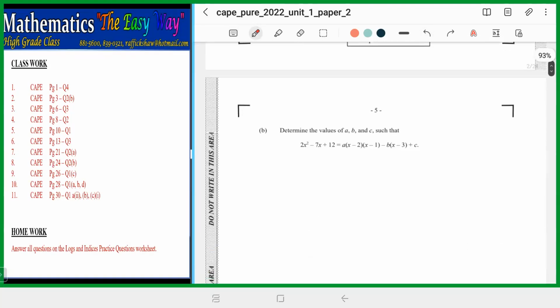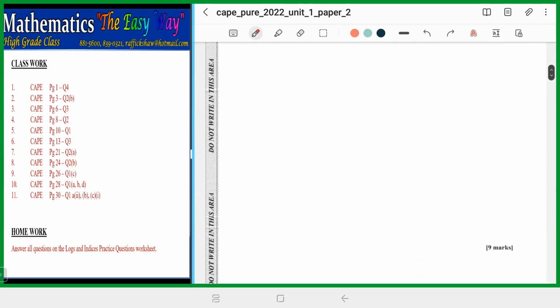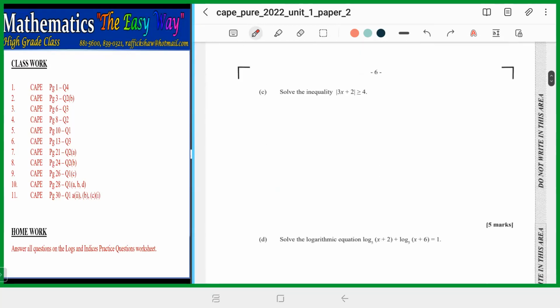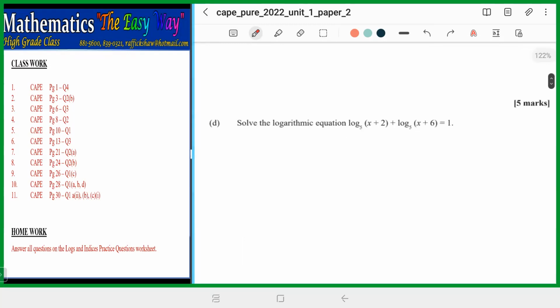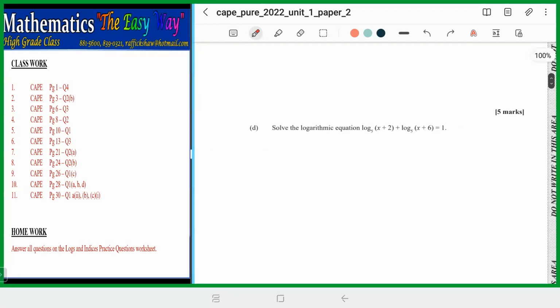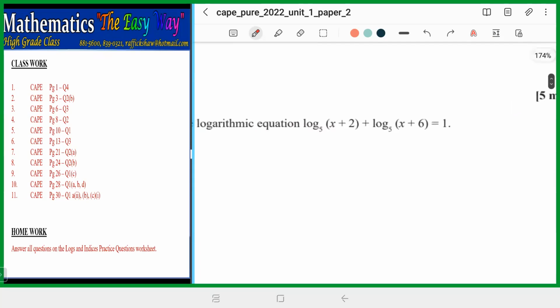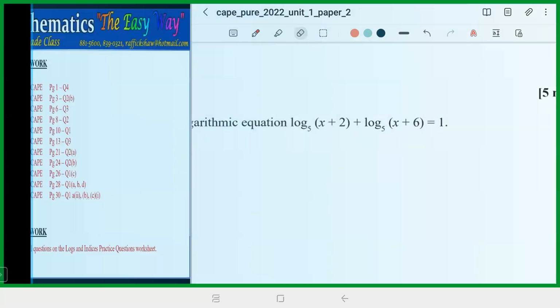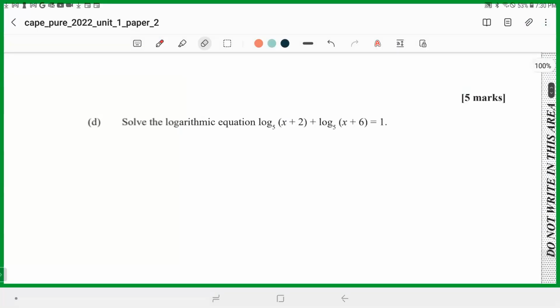All right, looking for a logs question. It's a logs question here. Watch this now. Easy. CSEC level work is soft. CSEC students can get this. There's no change of base. Base 5. Watch this now.